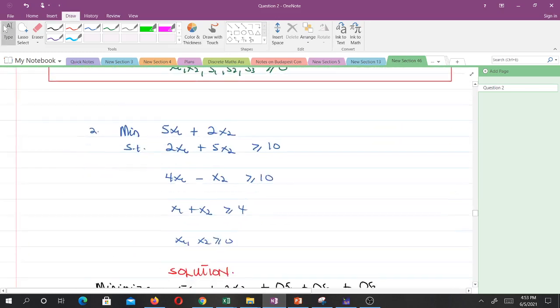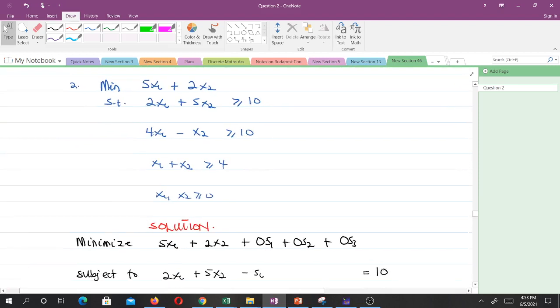So let's take a second example. This one has the greater than or equal to. So it says minimize 5x1 plus 2x2, subject to 2x1 plus 5x2 greater than or equal to 10, 4x1 minus x2 greater than or equal to 10, x1 plus x2 greater than or equal to 4.